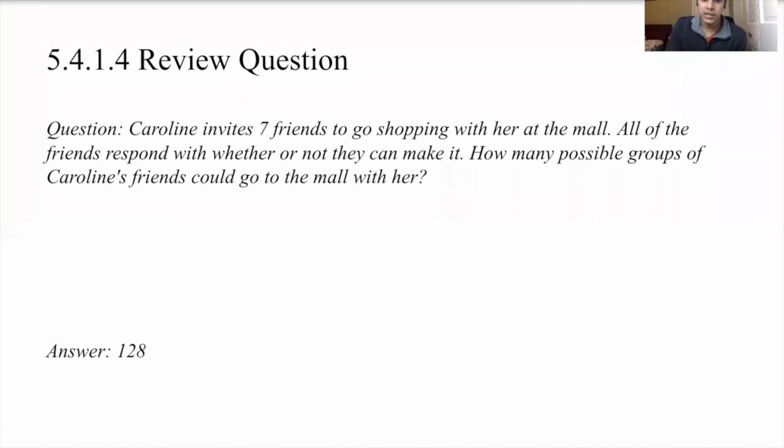So you might be thinking, okay, I'll just use the formula. It's going to be C to the power of n, where C is the amount of choices that someone has, and n is the total amount of people. Yes, you do use this formula, but you have to be careful about what you make your n. Caroline is inviting 7 friends to go shopping with her. That means that there are 8 people total. So you might think that n is going to be equal to 8, but n is not equal to 8. And the reason why is because n is going to be the amount of people who actually have to make that choice.